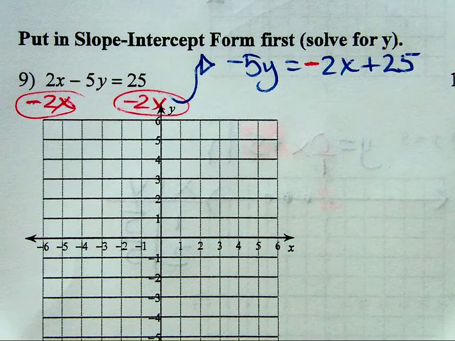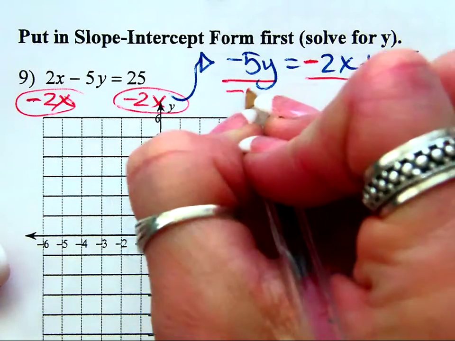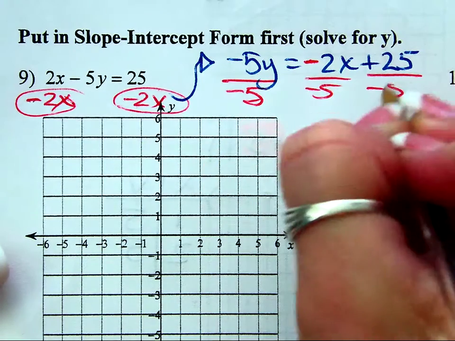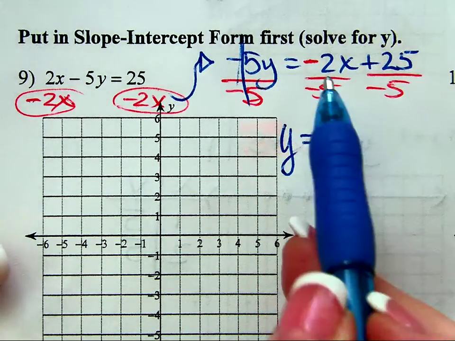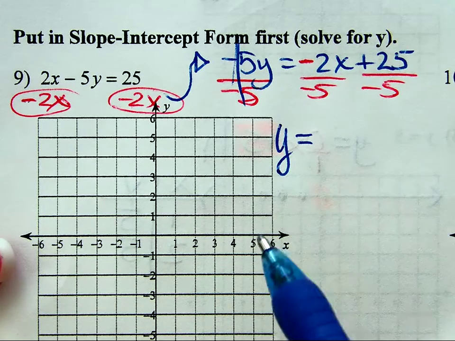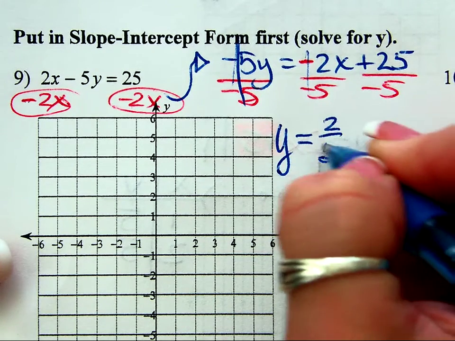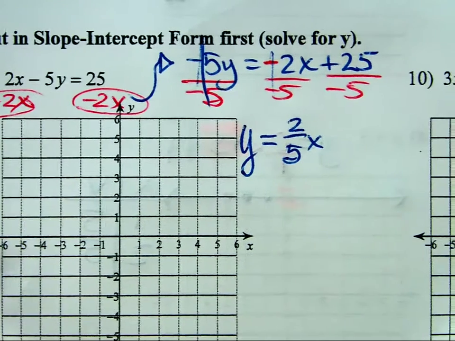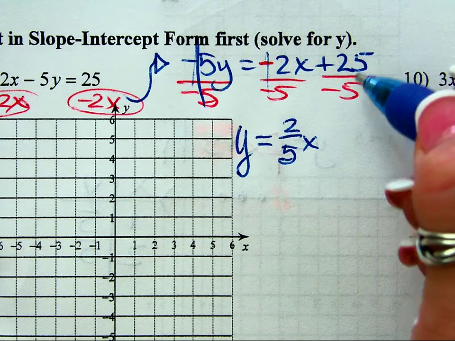I have to divide everything by negative 5, which gives me y equals. And what's a negative divided by a negative? Positive. So cancel it out. Your slope is 2/5. And what's your y-intercept? Be careful. It's a positive 25 divided by negative 5, which means I'm starting here.